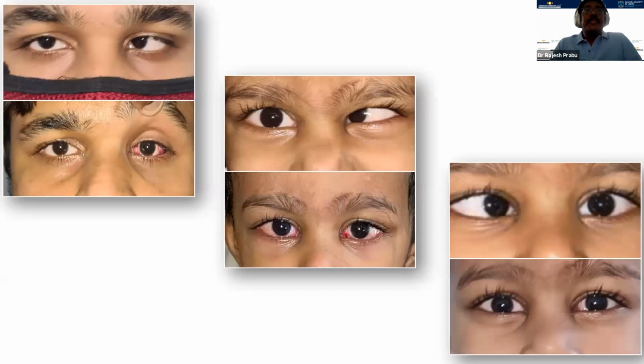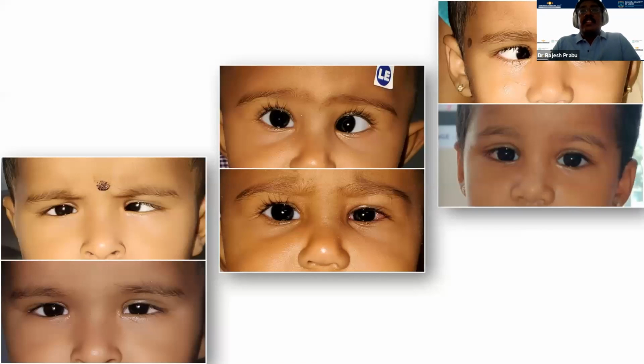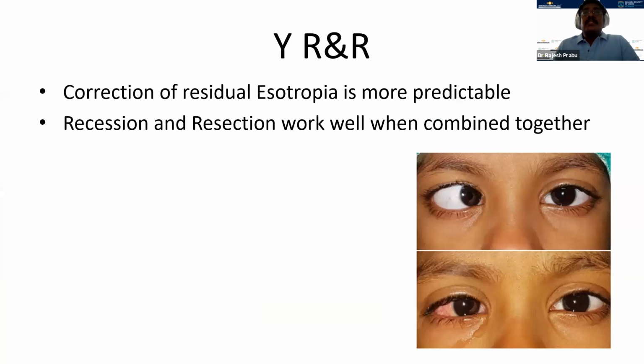So these are a few of my patients where I follow the same procedure, whether they are infants or adult patients. The results are very good in my hands. These are other photographs where you can see a simple R&R in one eye gives a very good alignment. And these patients have been followed up regularly for the past few years, and results are maintained in the same way.